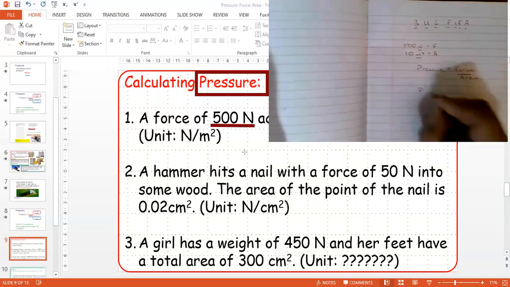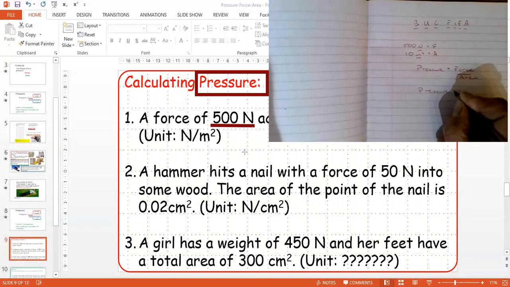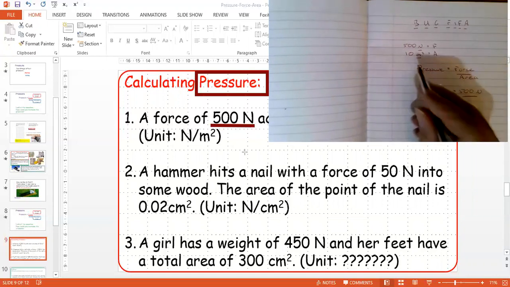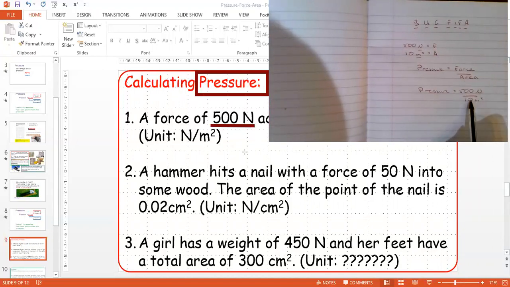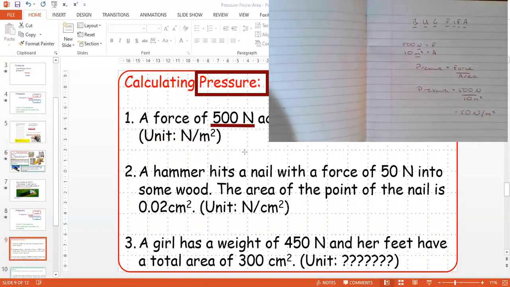So pressure will equal force. Inserting the number there, that's 500 newtons divided by the area, which is 10. Now I don't need to fine tune anything here. All I need to do is take 500 divided by 10, which will give me 50. That's 50 newtons per meter squared. That's our first example done. Now we're going to move on to the next one, which involves rearranging.